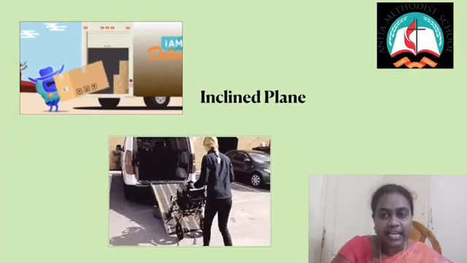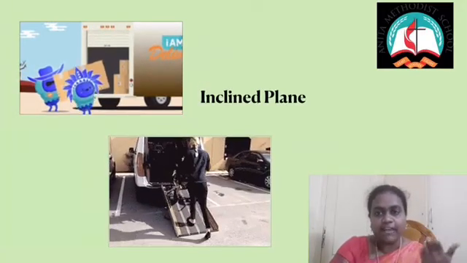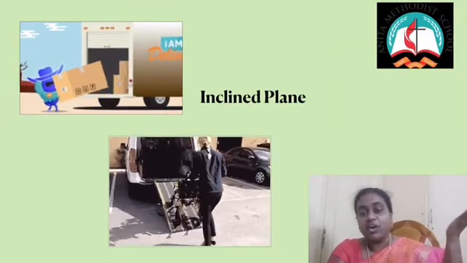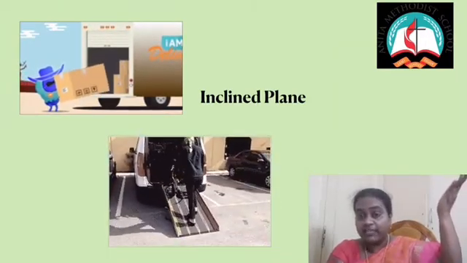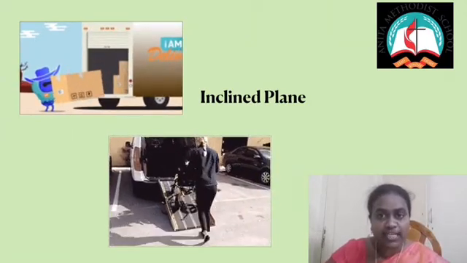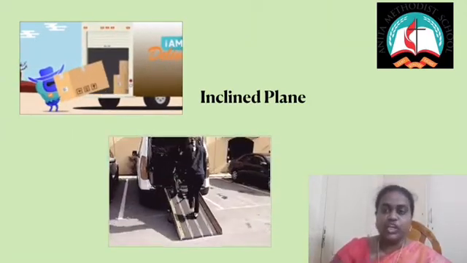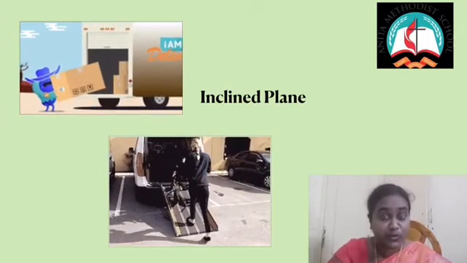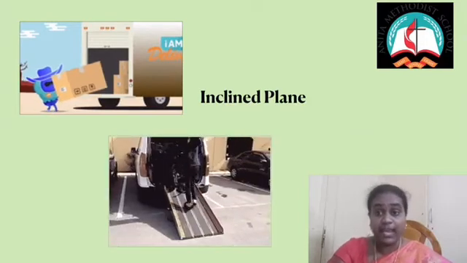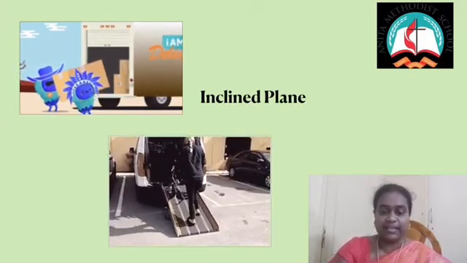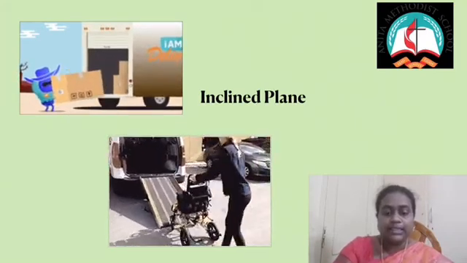What is an inclined plane? A flat slope surface which is having one end at a higher level and the other end at the lower level is called an inclined plane. You can also think of a sliding board in your school, in the park, okay? It is also an example of an inclined plane. The third type.